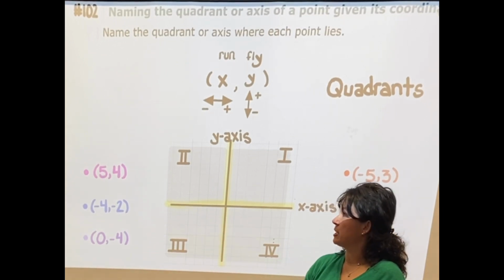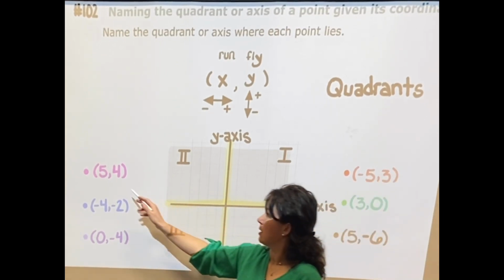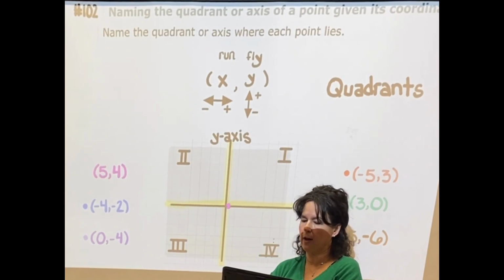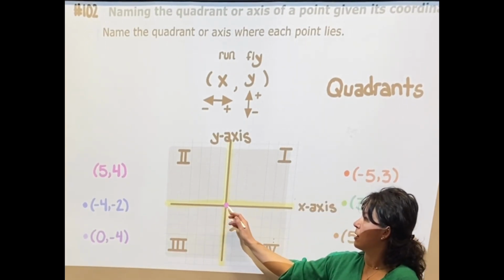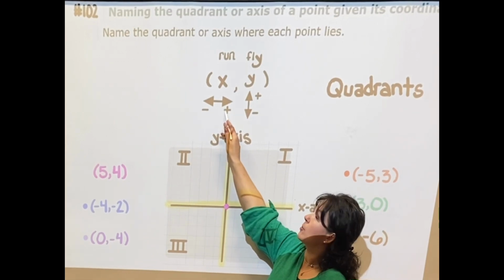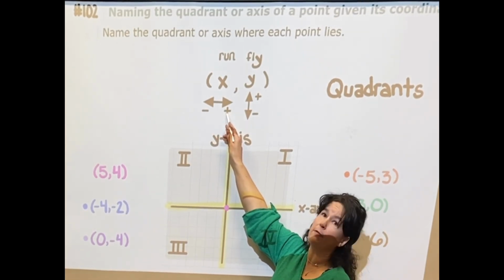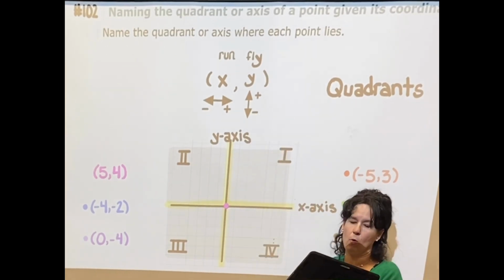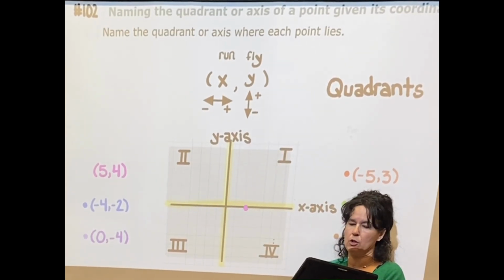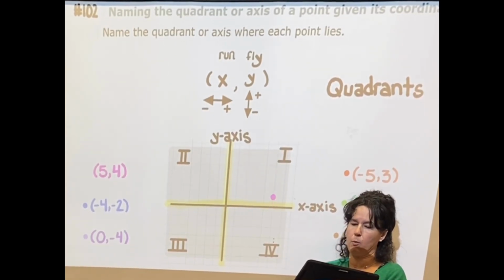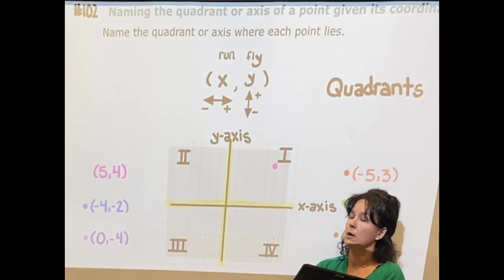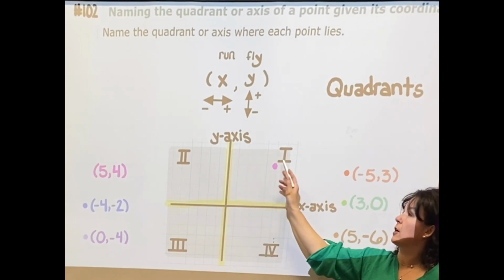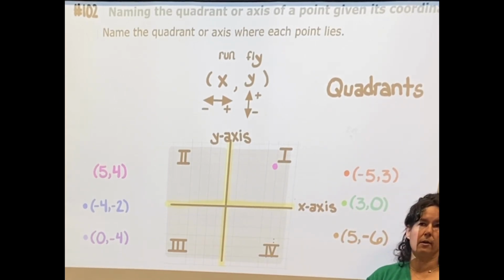So let's plot these points. 5, 4. So if I plot the point 5, 4, positive 5, so I'm gonna go right 5, run 5, fly 4, so up 4. So right 5, 1, 2, 3, 4, 5, up 1, 2, 3, 4. And so I would say that 5, 4 is in quadrant 1.